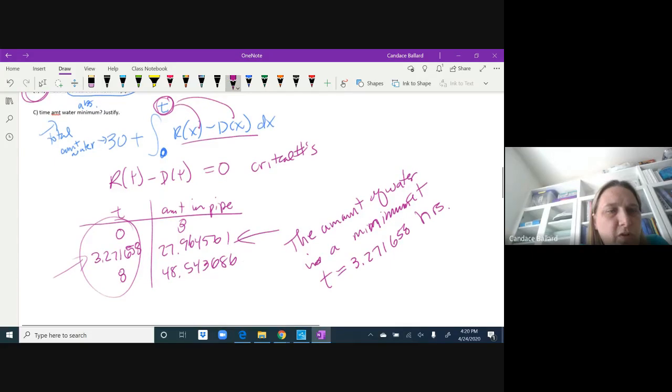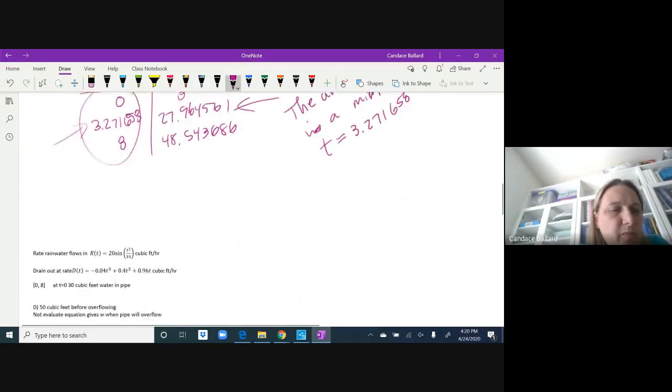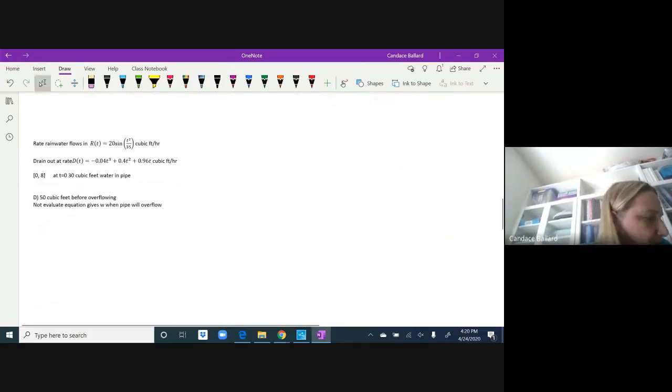Okay, I'm going to scroll to part D. All right. So the pipe can hold 50 cubic feet of water before overflowing.